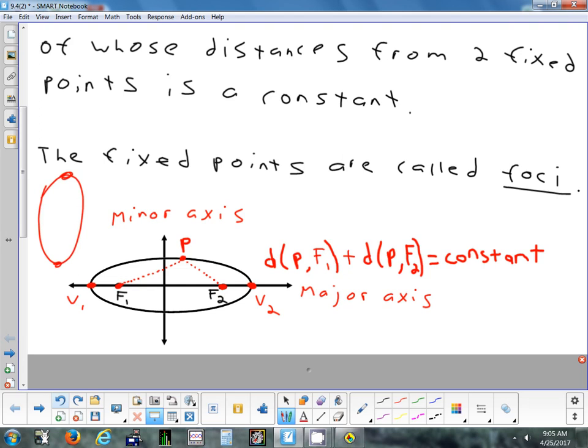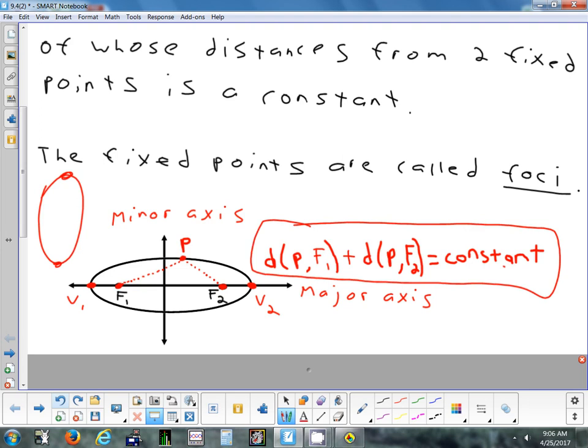Right? And all I'm showing right here is exactly what I just described in the definition. If you take the distance from any point on the ellipse to the first focus, and that same point to the second focus, if you add those two distances together, it always comes out the same. I think in my example, it was like 17.3 or something like that.